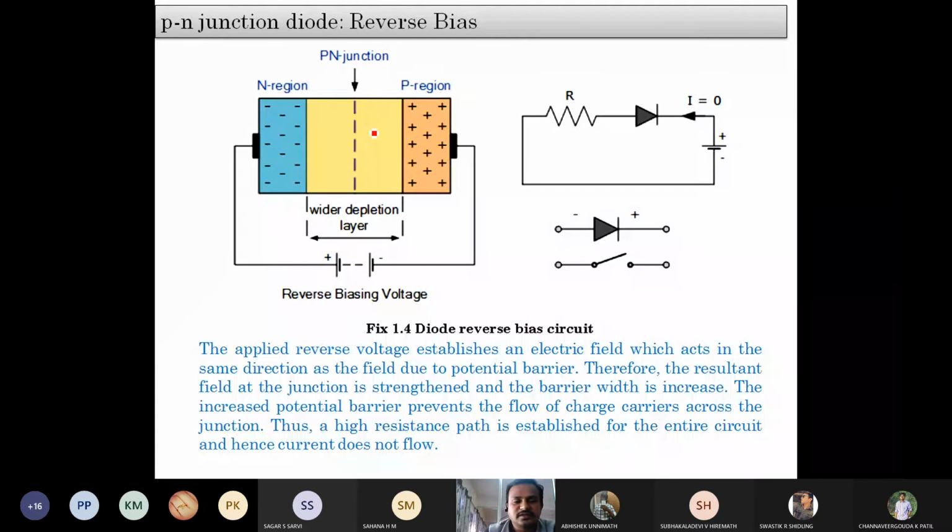Next, the applied reverse voltage establishes an electric field which acts in the same direction as the field due to the potential barrier. Therefore, the resultant field at the junction is strengthened. The opposition to the flow of charge carriers is more because the width of the barrier is increased. The increased potential barrier prevents the flow of charge carriers across the junction. Thus, a high resistance path is established for the entire circuit, hence current doesn't flow.